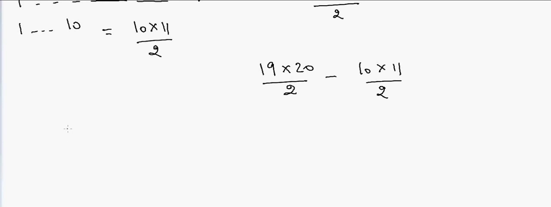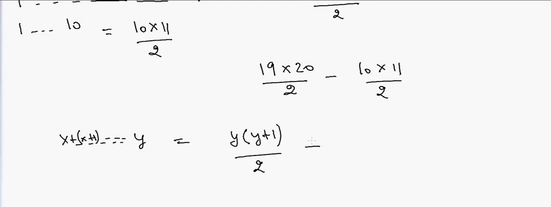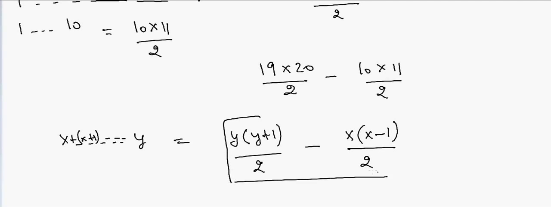So for a general formula, suppose I have x and it goes until y, and I'm adding, so it goes like this. In that case I can write this as y into y plus 1 divided by 2 minus, so here we have to be careful because this is x, so this will be equal to x into x minus 1, because we are adding until x minus 1, divided by 2. So that will be our answer if we have to add numbers in series.